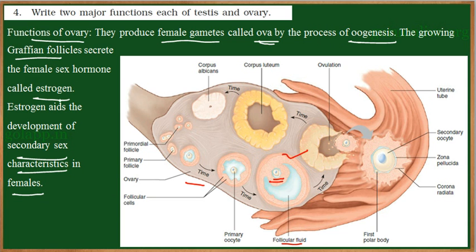secretes a hormone called estrogen, which is required for the maintenance of secondary sexual characters in female. And these characters are the development of the breast, development of female sexual organs, increase in the fat tissue, especially in the thigh and hips, reduced muscle mass, the pelvic bone is wider. So these are some of the important secondary sexual characters which are seen in female, and this is maintained by the hormone estrogen. Now these are the two major functions of testes and ovary.